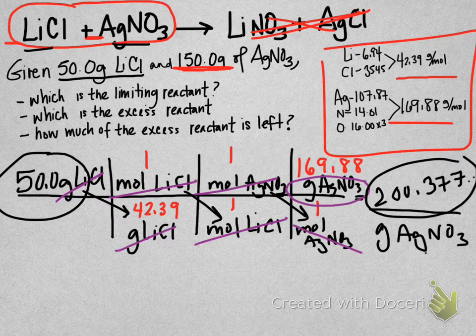What's going to happen to the silver nitrate? It's going to run out. So we now know that silver nitrate is our limiting reactant. That means by default the lithium chloride would be our excess reactant, but we'll have to do another factor label to figure out how much lithium chloride remains.